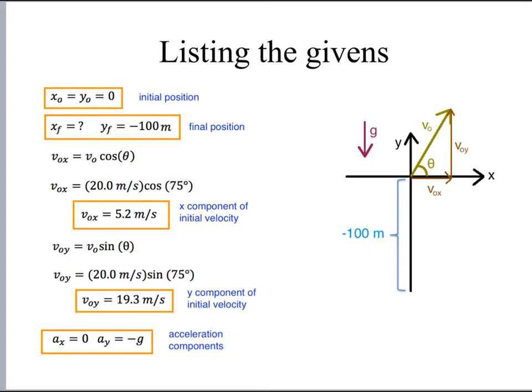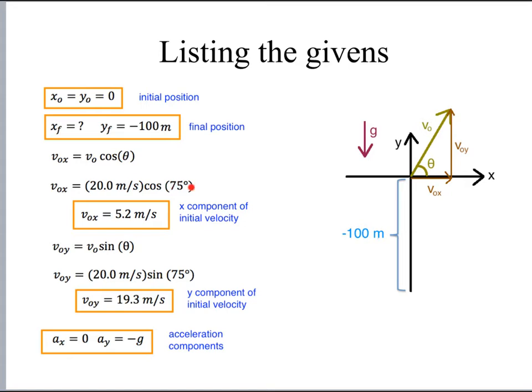Now, in another part of the problem, we were asked how high it went and how long it took to get there. We don't know any of those things yet, but I did note that we know the final position for that last part of the problem, so that's something that I wrote down. We know the x component of the initial velocity is v naught cosine of theta, and we can go ahead and calculate that because they told us that the initial velocity was 20 meters per second and that it was at an angle of 75 degrees.